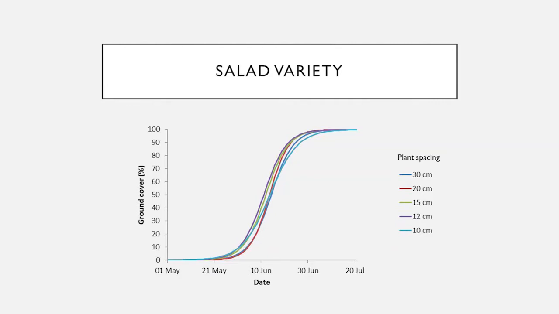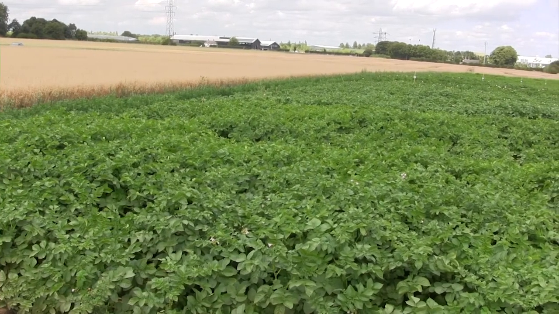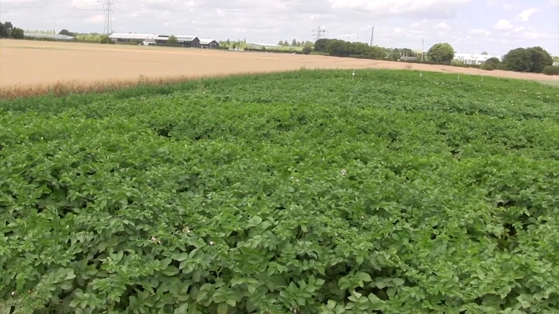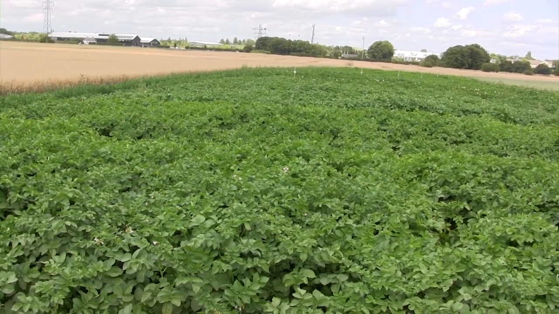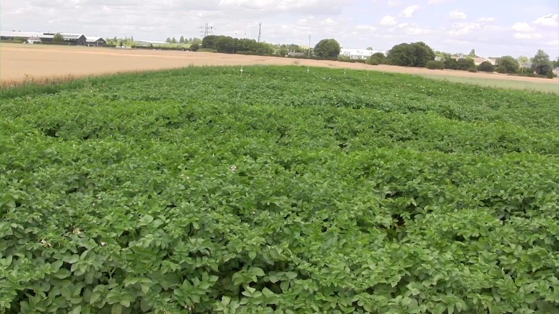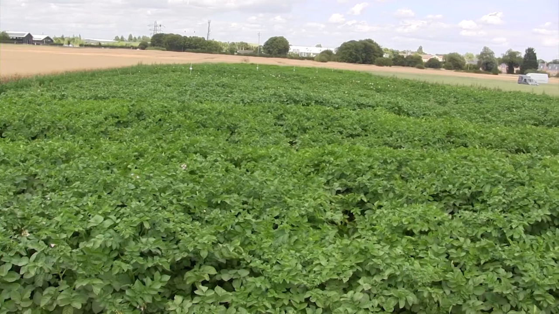Surprisingly, canopy expansion was slowest in the plots at 10 centimetre spacing, though the graph shows that the absolute differences in canopy expansion between plant spacings were small, and all of the treatments achieved near complete canopy cover by the end of June. Again, we're waiting until the end of the season to quantify the relationship between stem and tuber populations in each of these varieties. So you'll just have to wait for further results.